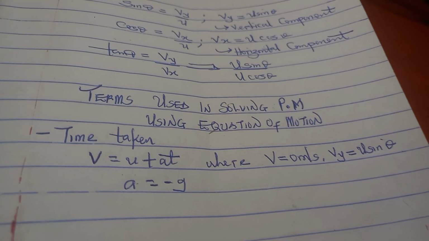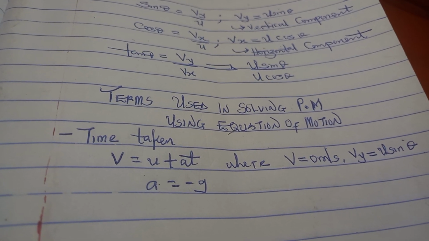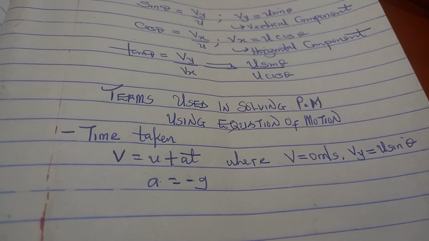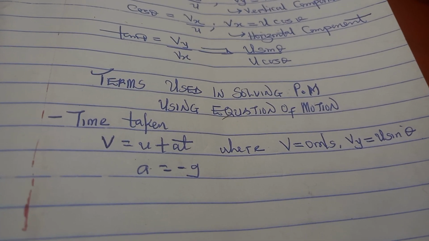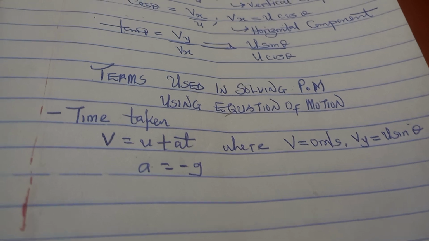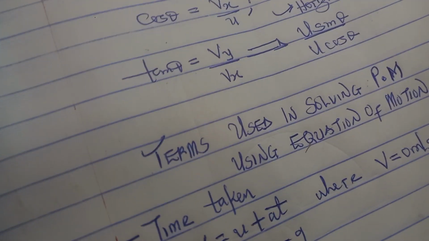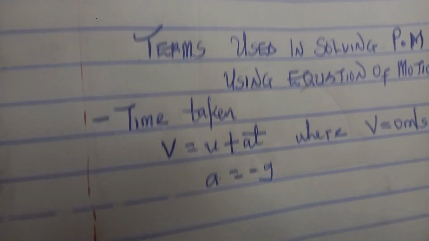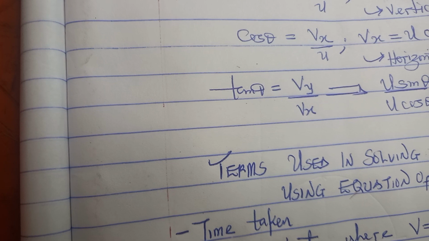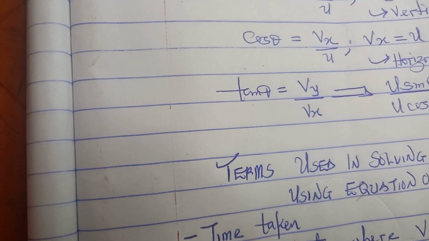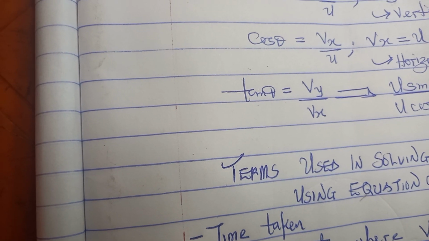Alright, welcome back to our derivation. So using the first equation of motion, v equals u plus at, where v is 0 and vy equals u sin theta. So we can say that 0 equals u sin theta minus g times t.